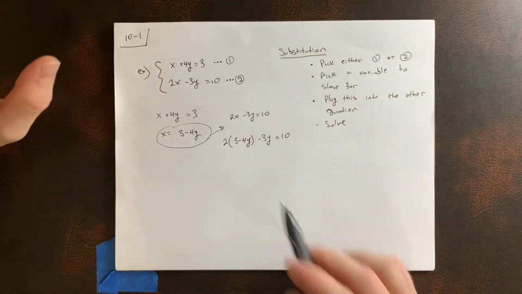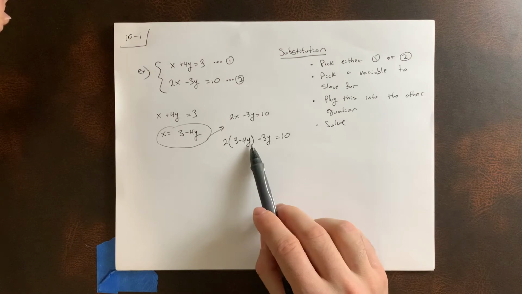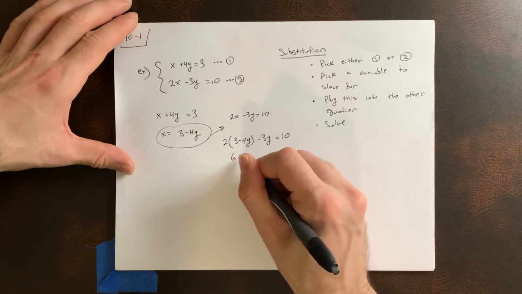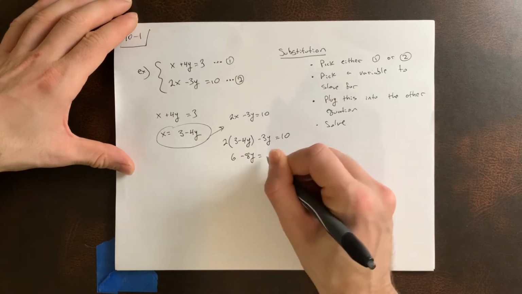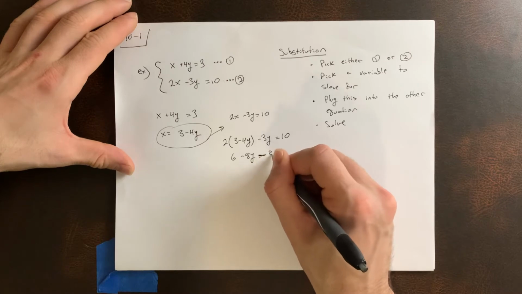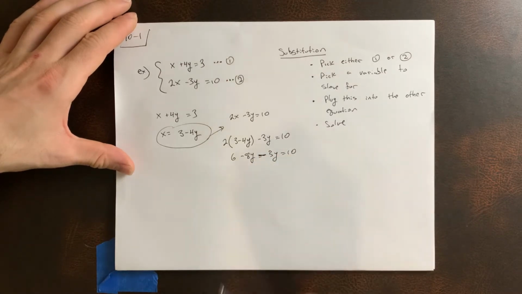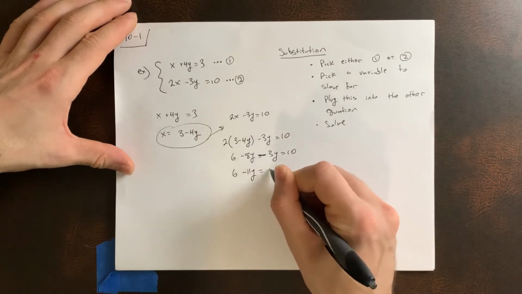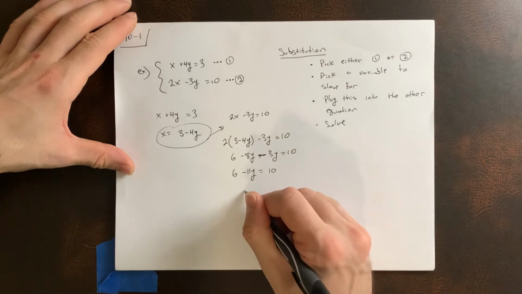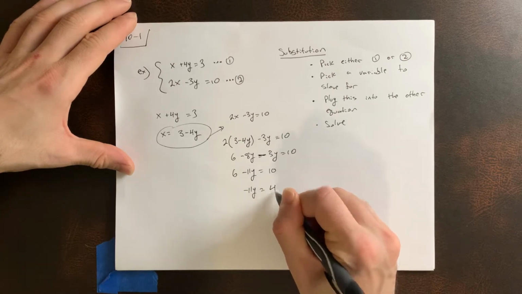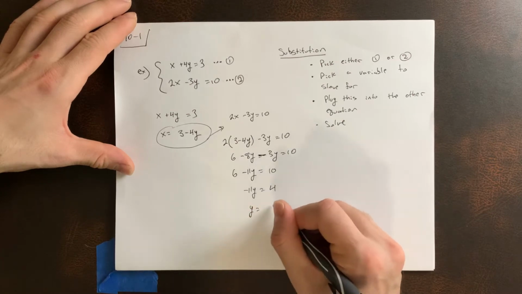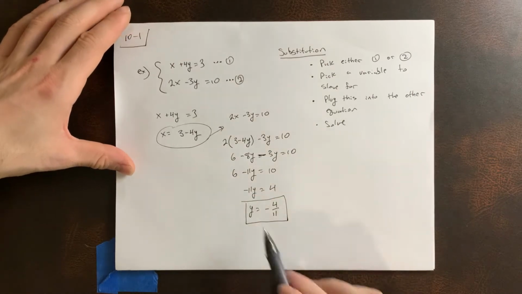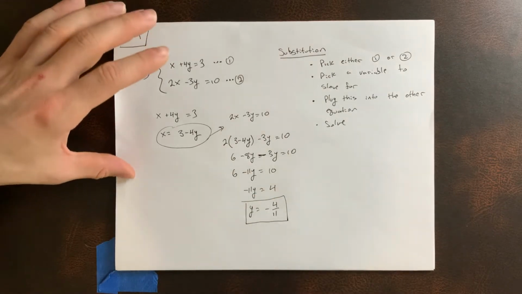So what we just did is now we have an equation that we know how to solve. There's just one variable, so we have to get the y on one side and everything else on the other side. So let's solve this equation for y. We'll distribute this 2. So we'll get 6 minus 8y minus 3y is equal to 10. 6, now minus 8 minus 3 is minus 11y is equal to 10. Subtract the 6 over, and then divide by the minus 11. Okay, so now we have y, one of our answers. Y is equal to minus 4 over 11.